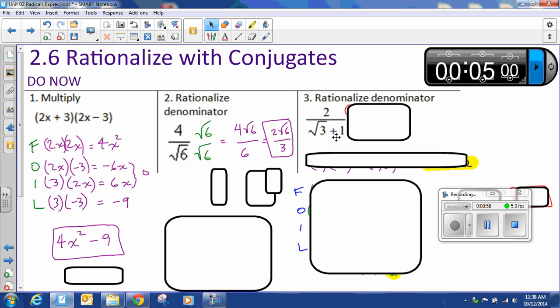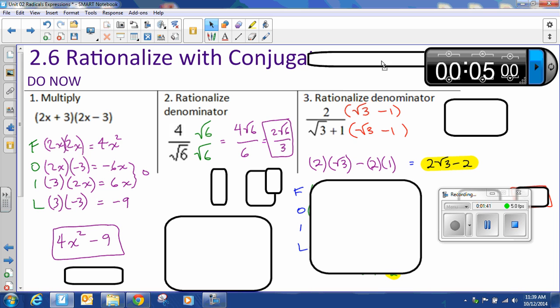Now, here we have a binomial radical expression, radical 3 plus 1, which is different than when you only have the radical expression here, the monomial. So when you have a binomial like this, you must multiply by the conjugate, which is basically the identical expression, except the operation changes. Or you can think of it as the second term's sign changed from positive to negative. Whatever you multiply by the denominator, you must multiply by the numerator to keep the value of the fraction the same.